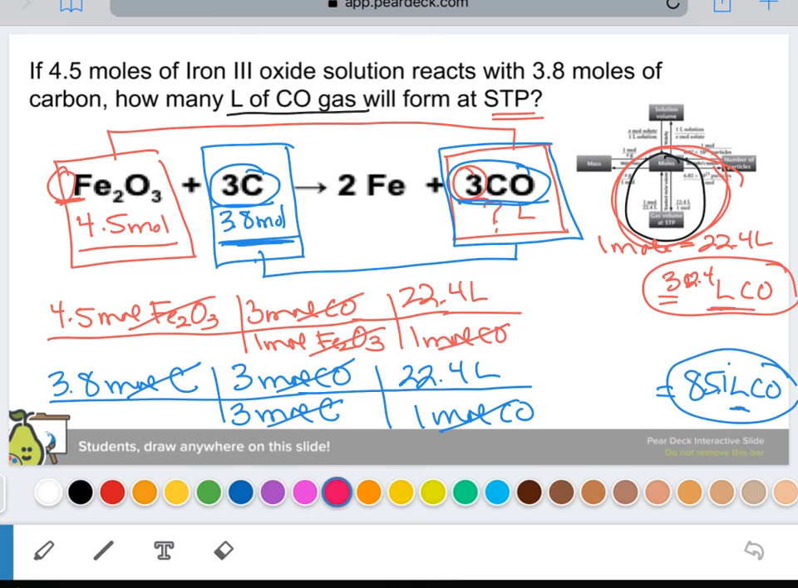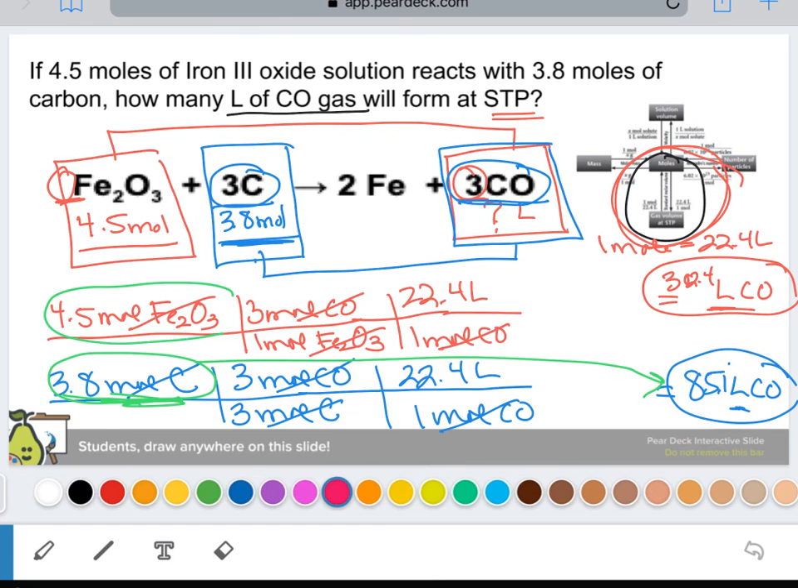So now we get back to the other situation that we talked about before. We said, okay, well, am I going to make 85 liters of carbon monoxide or 302 liters of carbon monoxide? And the answer is that you pick the least amount of the product because that means you are going to run out of one of the reactants. So what that means is this, guys. That means that if I use up all of my moles of carbon, if I use up every little scrap of that, I can only make that much carbon monoxide.